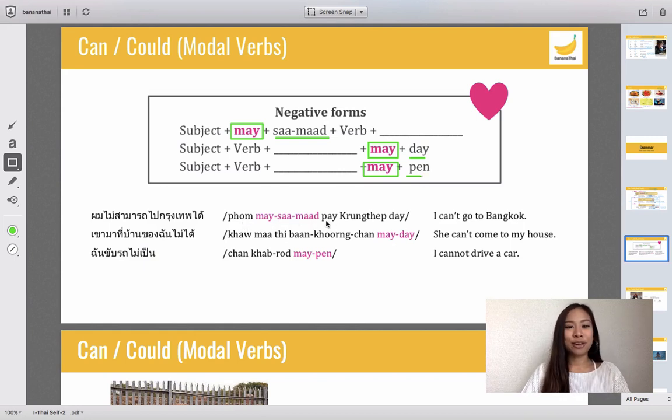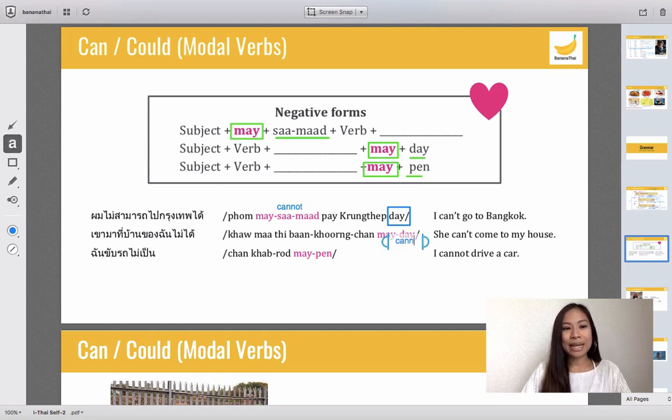For example, look: ผมไม่สามารถไปกรุงเทพได้. สามารถ here is 'can', so ไม่สามารถ is 'cannot'. ไปกรุงเทพได้, I cannot go to Bangkok. You can put the word ได้ at the end to make it a little bit casual, still formal but less formal. And this one: เขามาที่บ้านของฉันไม่ได้.